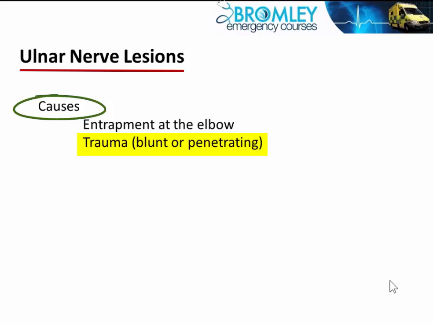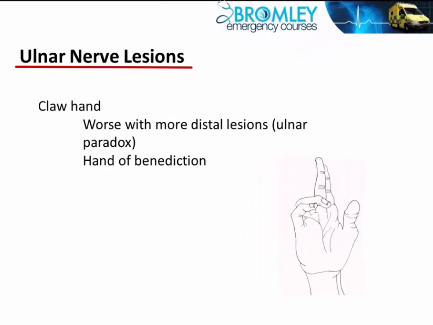So it can be injured by cutting at the wrist, a stabbing injury, and of course it can be damaged at other places in its path in the forearm. Ulnar nerve lesions cause a claw hand. We'll look at it more closely when we look at the hand. And the claw hand, oddly, tends to be worse with more distal lesions. If you have a more proximal lesion, at the elbow level, then you lose the flexor component, you don't have flexion of flexor digitorum profundus.